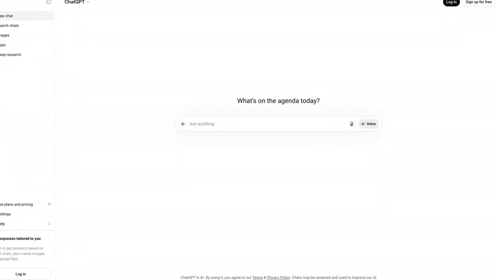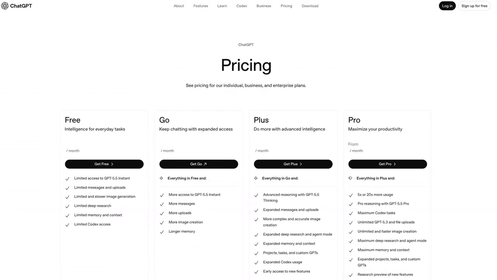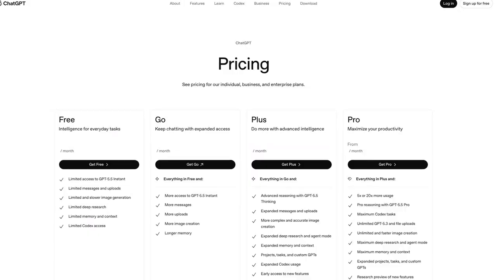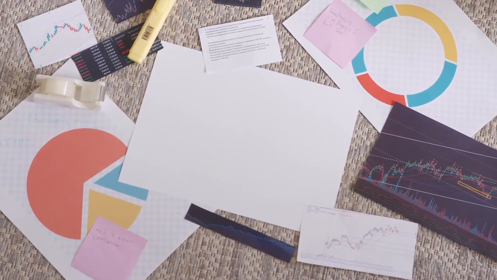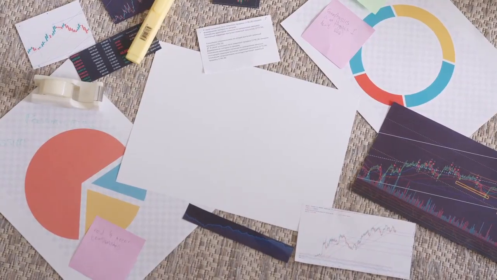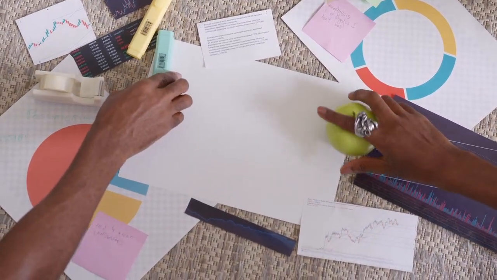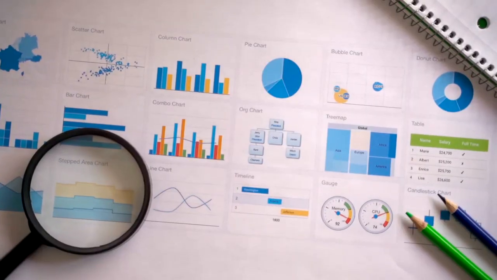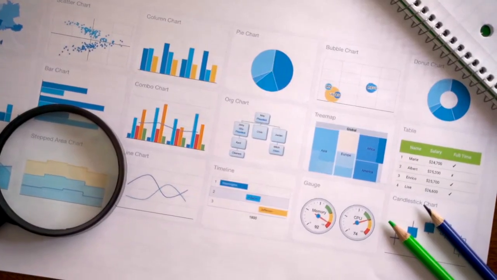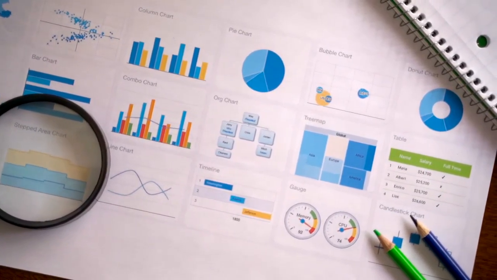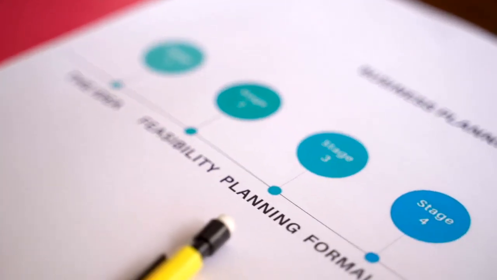ChatGPT can provide suggestions and ideas for improving your plan and help you identify potential weaknesses and areas for improvement. To use ChatGPT for feedback, you can ask it to review your plan and provide feedback, or you can ask it to generate a list of questions to consider when evaluating your plan. For example, you can ask ChatGPT to review your plan and provide suggestions for improving the market analysis section, or you can ask it to generate a list of questions to consider when evaluating your financial projections.